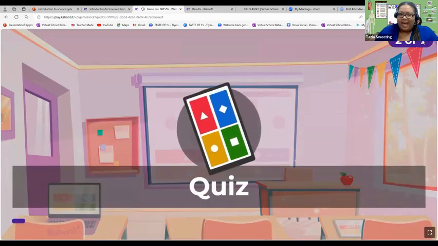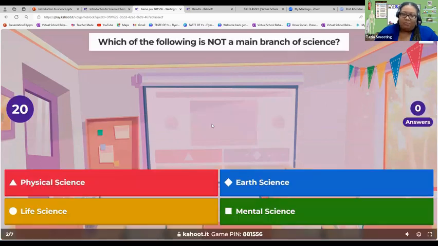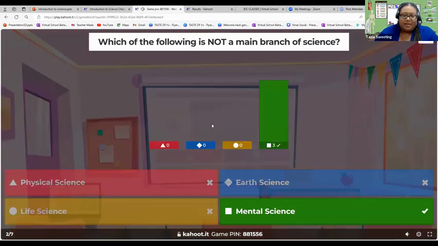Next one, we have, which of the following is not a main branch of science? And everybody got that one correct. Mental science is definitely not a main branch. Earth sciences, physical sciences, life sciences, but not mental science.